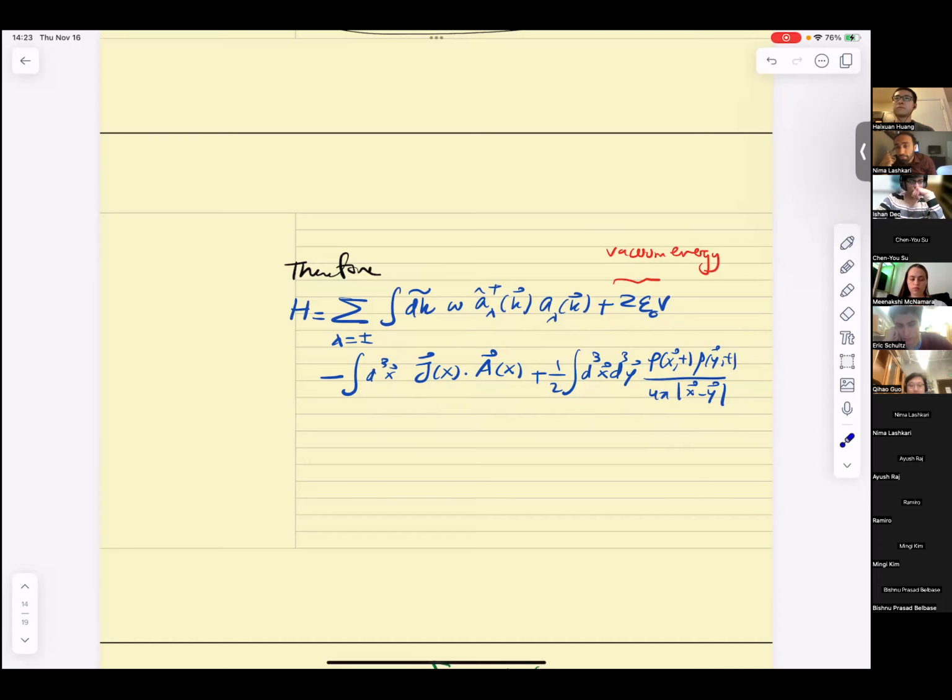Good. You construct the Fock space the good old way, and when I was describing asymptotic states of photons, that's what I was talking about. Any questions?